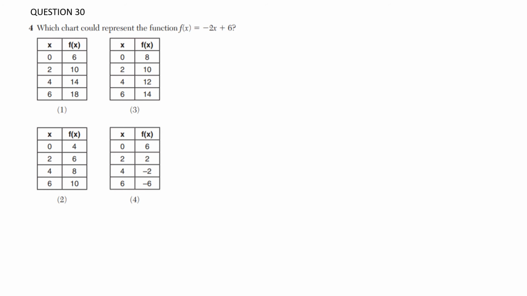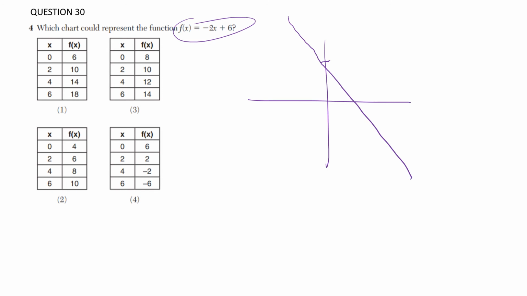All right, in this question, it asks us which chart could represent the function f of x equals negative 2x plus 6. We could do a quick graph of this just to understand what it looks like. Here's approximately 6, negative 2 slope would look something like that. It's going to go downward. So just from observation, we already can eliminate some answers. It has to go downward. The y values are going down as the x values increase. This does not fit that pattern.